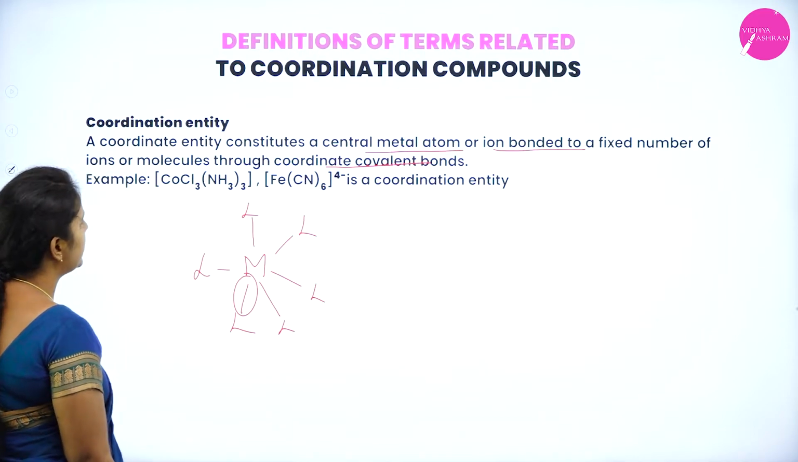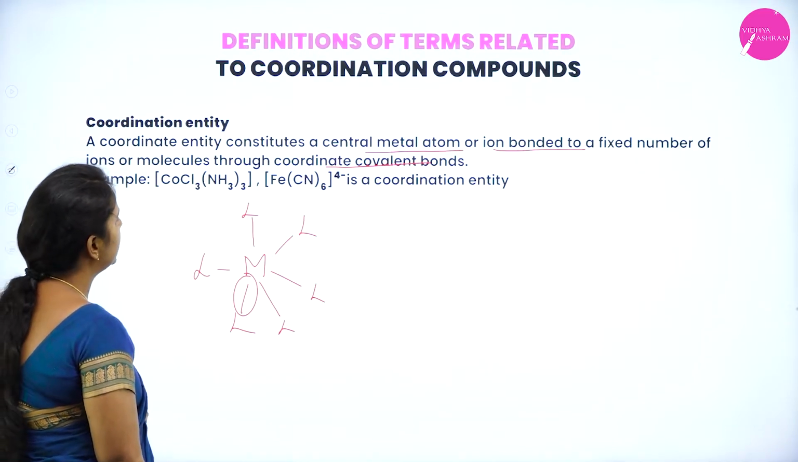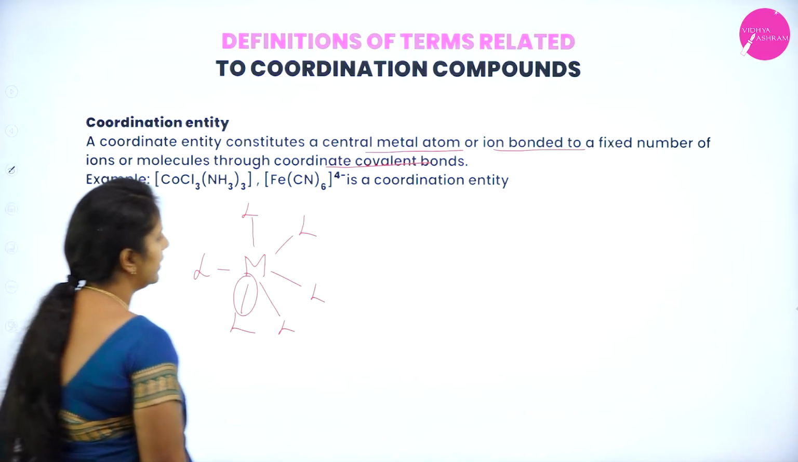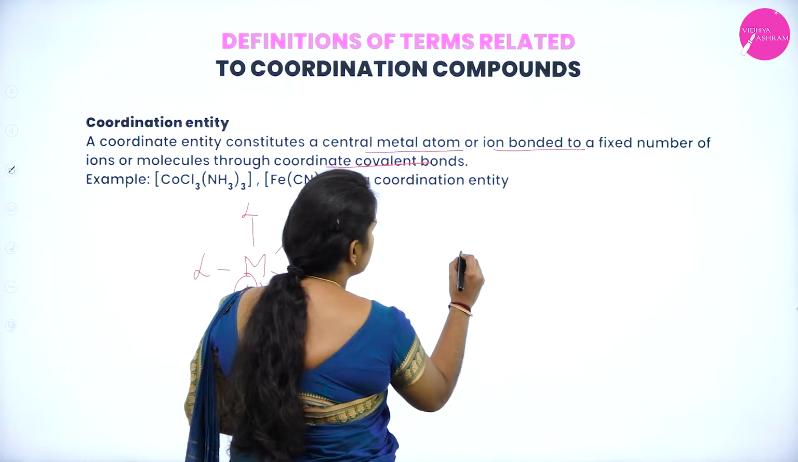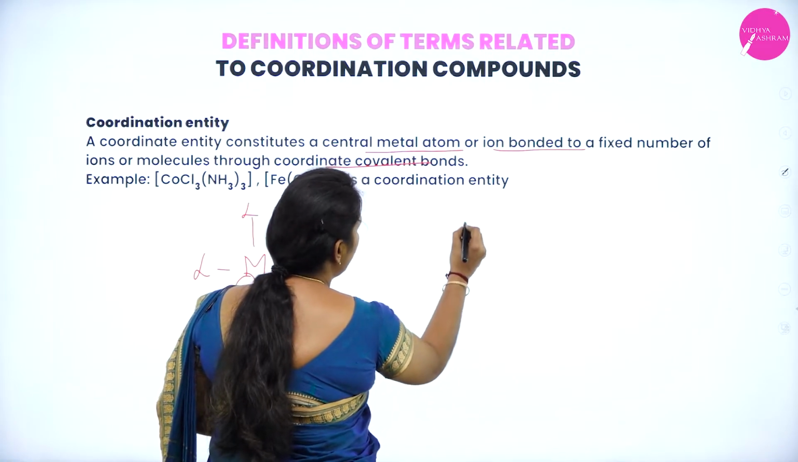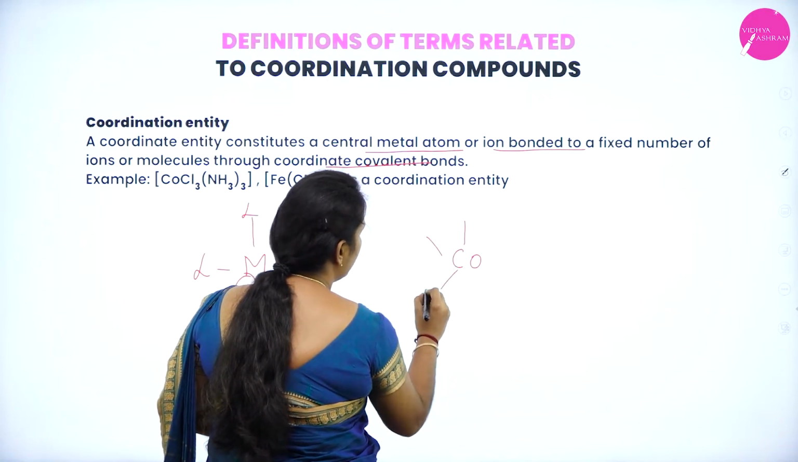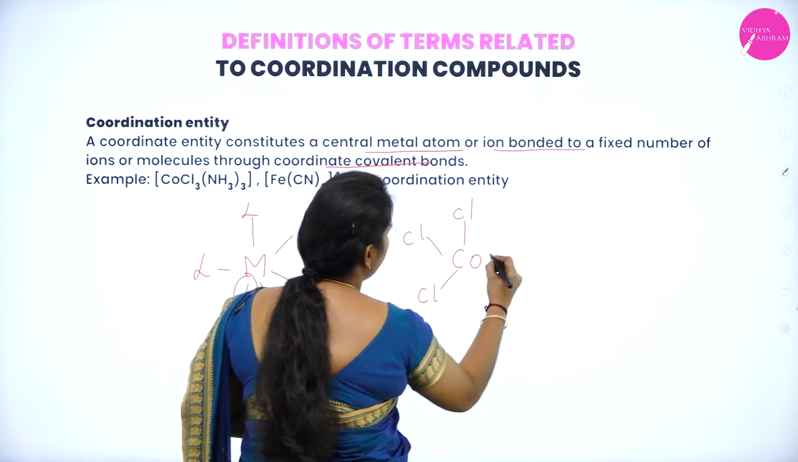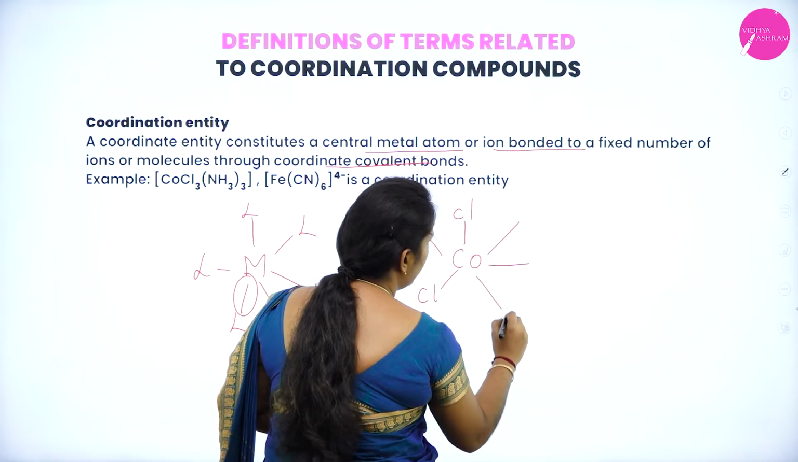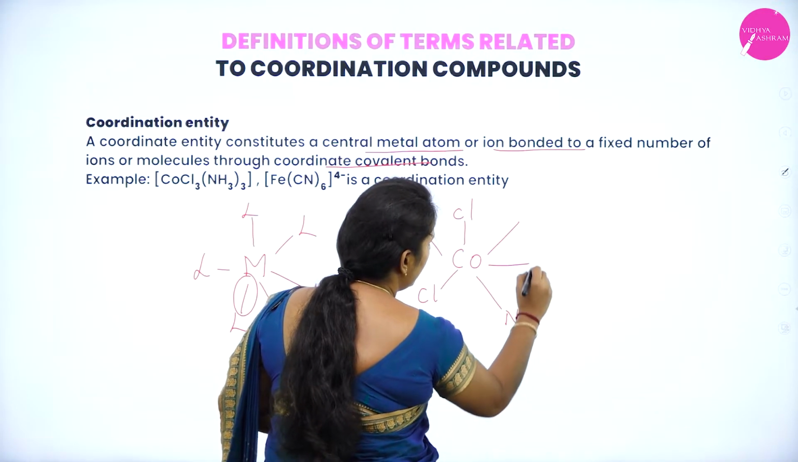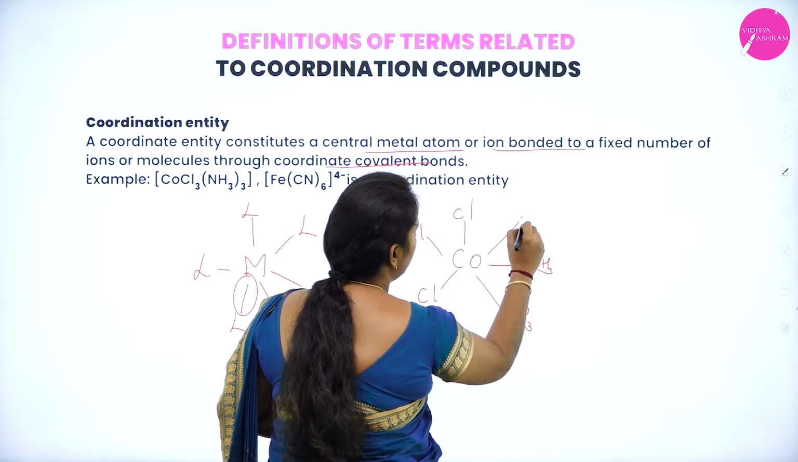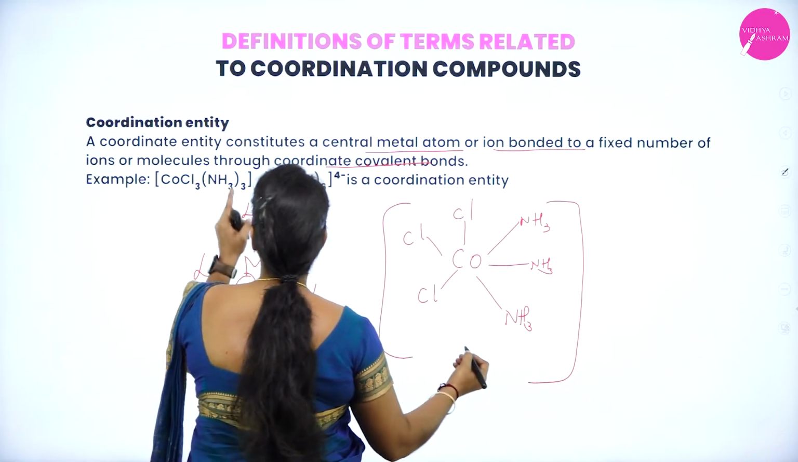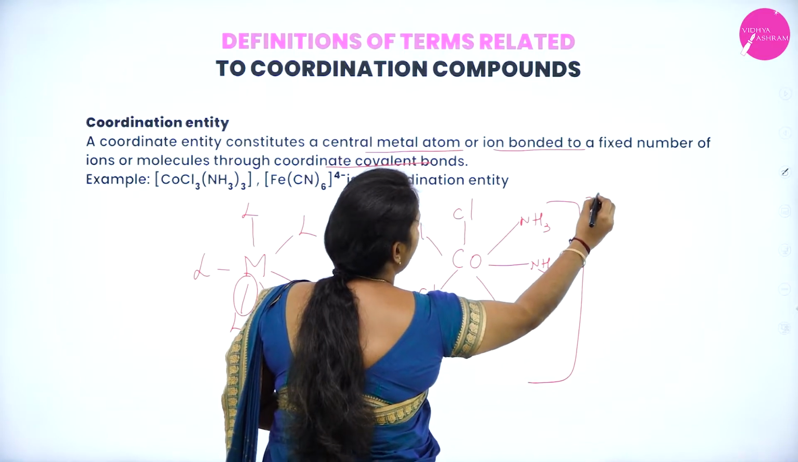So, here we have an example of CoCl3 and NH3. Here the compound will be written like this: Co is the central metal atom surrounded by 3 different chlorine, and similarly it is surrounded by 3 different ammonia molecules, and it has plus 3 charge.